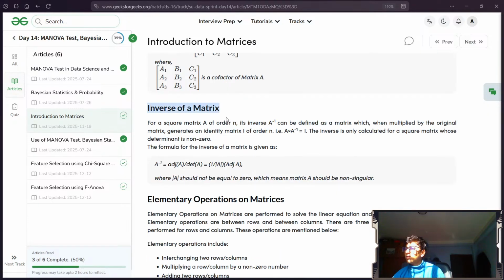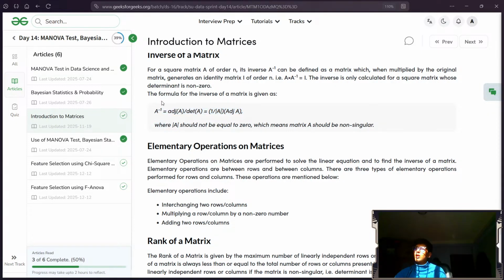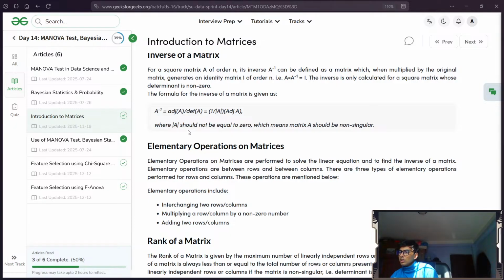Okay, inverse of a matrix. For a square matrix of order n, its inverse A inverse can be defined as a matrix which, when multiplied by the original matrix, gives the identity matrix of order n. This inverse is only calculated for square matrices whose determinant is non-zero. Formula of inverse is given as this. Okay, A inverse is adjoint divided by determinant of that matrix. The determinant should not be equal to 0, which means matrix A should be non-singular.